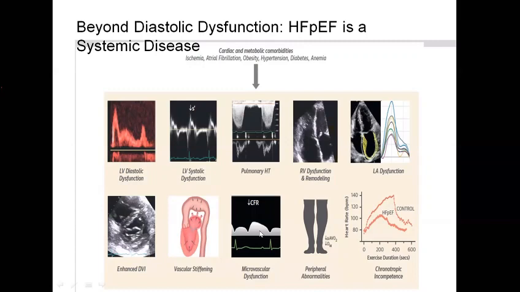Decreased blood flow in the peripheries, and very peculiarly, chronotropic incompetence also. So this is something very peculiar. People with heart failure with preserved ejection fraction have chronotropic incompetence, which means when they exercise, their heart rate does not increase properly. Thereby, their cardiac output does not increase and they experience inordinate fatigue when they exercise. So this is something precipitated by exercise.